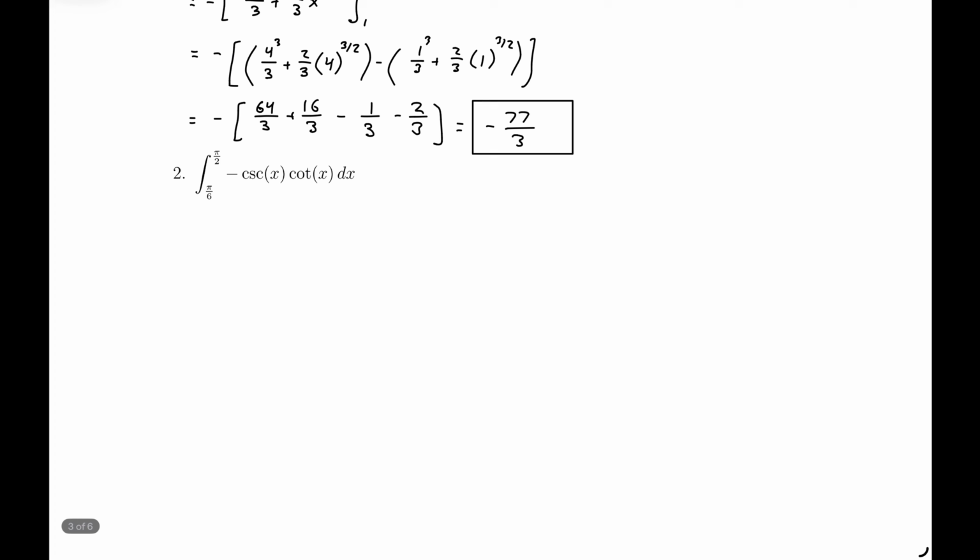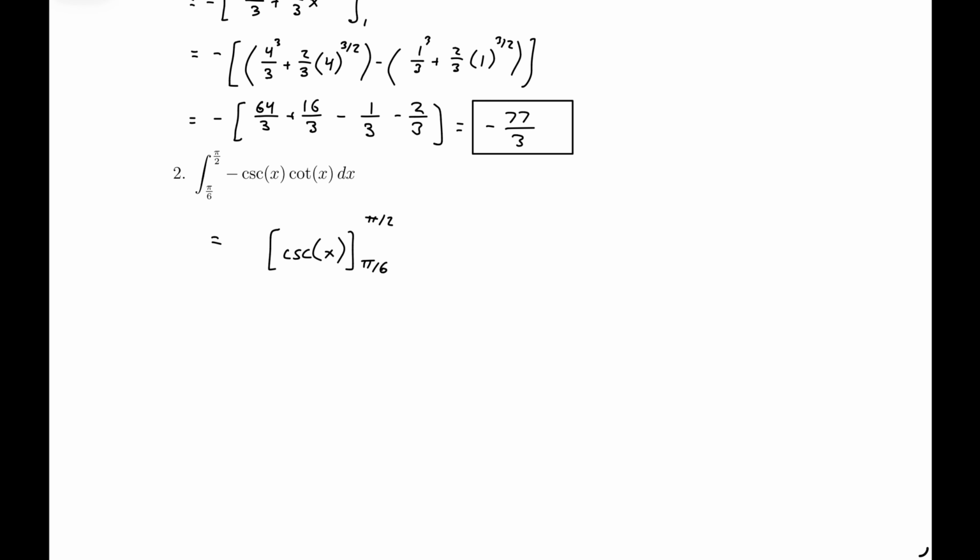All right, trig here. Negative cosecant of x times cotangent of x. Looks pretty gnarly. I'm not seeing immediately a good way to use power rule or u substitution, but once I studied my trig integrals, I realized that this is the derivative of cosecant. So I can write this as cosecant of x, considering those integral bounds, pi over 2, pi over 6.